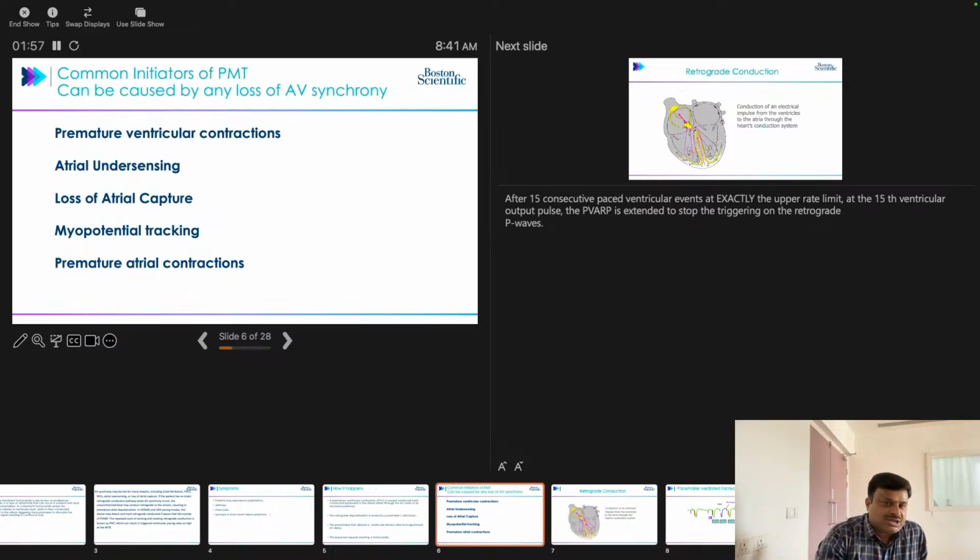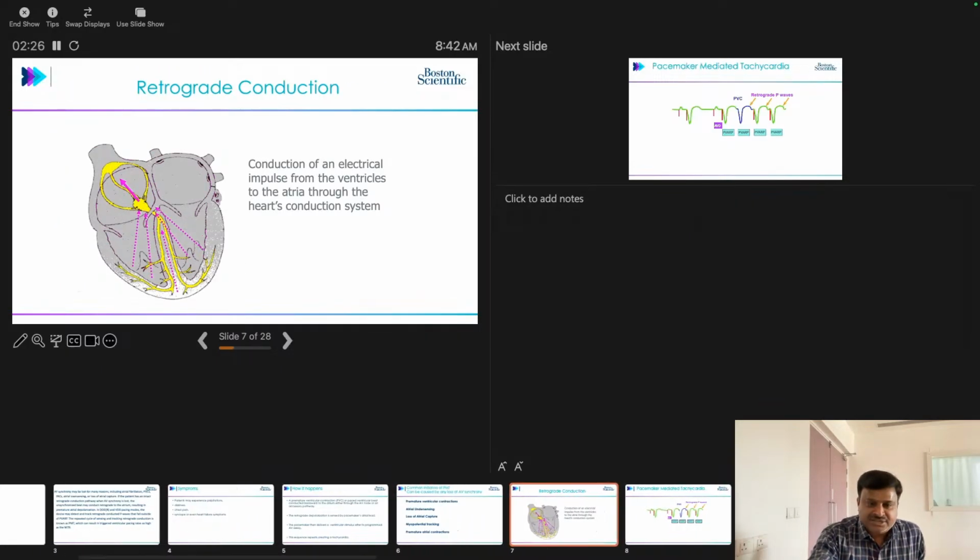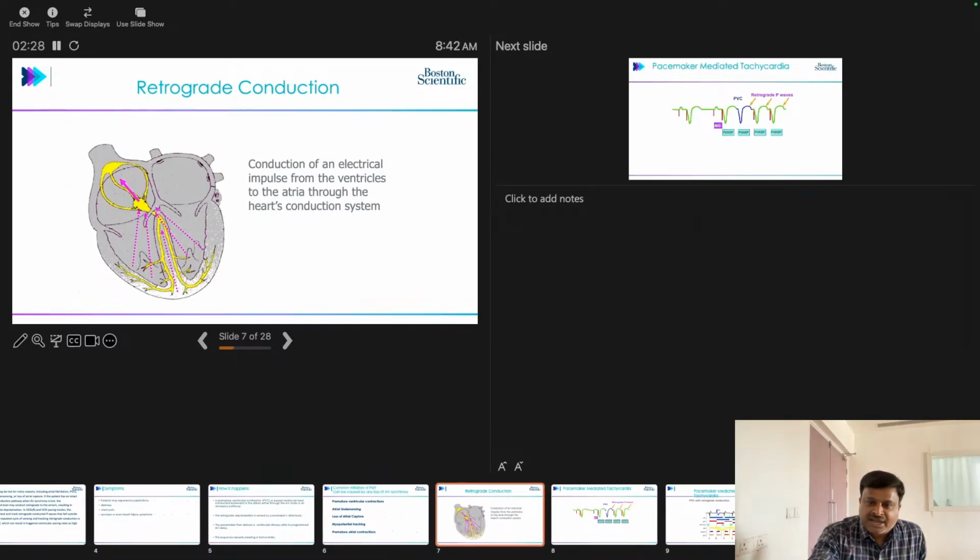So these are the most common initiators for PMT in a pacemaker: PVCs, premature ventricular contractions, atrial undersensing, loss of atrial capture, myopotential tracking, and premature atrial contractions as well. Sometimes I will show you one of the examples. Backup pacing during the threshold test is also one of the recent initiators that can cause PMT. So, what is retrograde conduction?